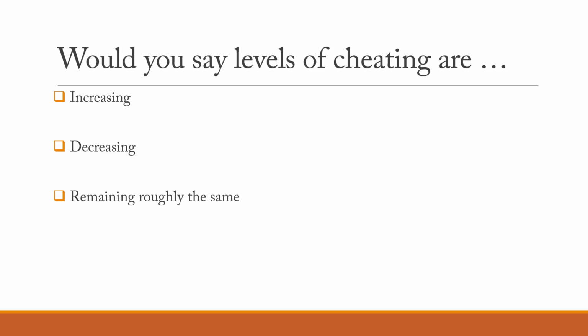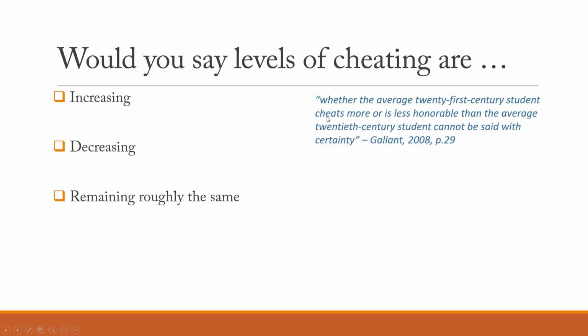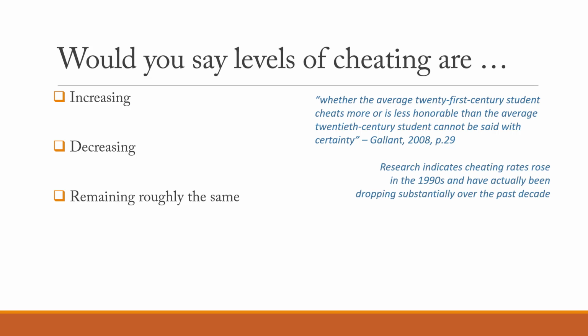So take a moment. What would you say the levels of cheating are? You think they're increasing, decreasing, or remaining roughly the same? We can't really say for certain whether there is more or less or about the same, in part because this is so poorly studied. Research indicates that cheating rates rose in the 1990s, but then actually have been dropping substantially over the past decade.